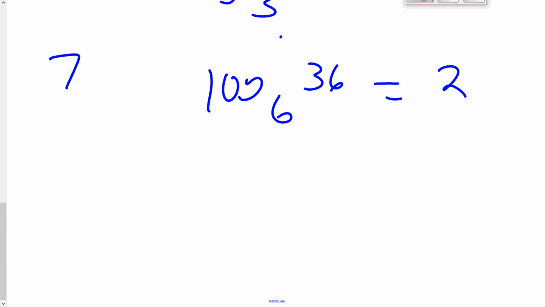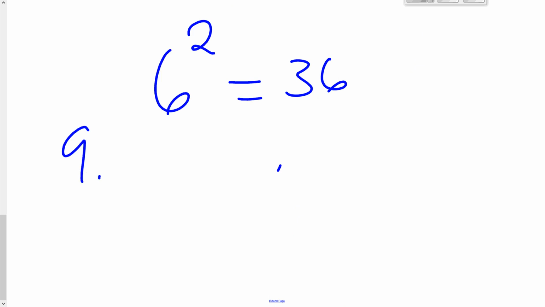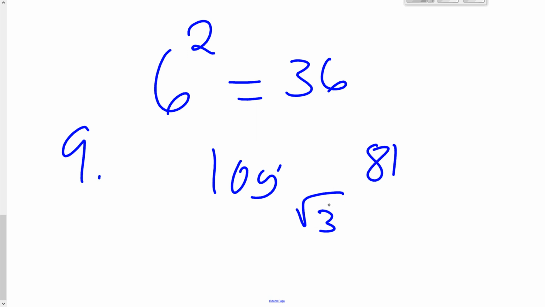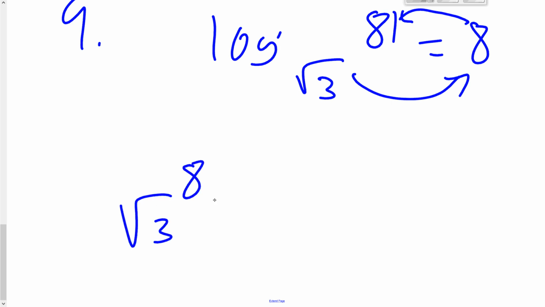Okay, so now you're switching this to an exponential. So 6 raised to what equals 36? 6 squared equals 36. There, it's an exponential. Okay, number 9. Log base root 3 of 81 is equal to 8. So rewrite this in exponential. Root 3 raised to what equals 81? So root 3 raised to the 8 equals 81.